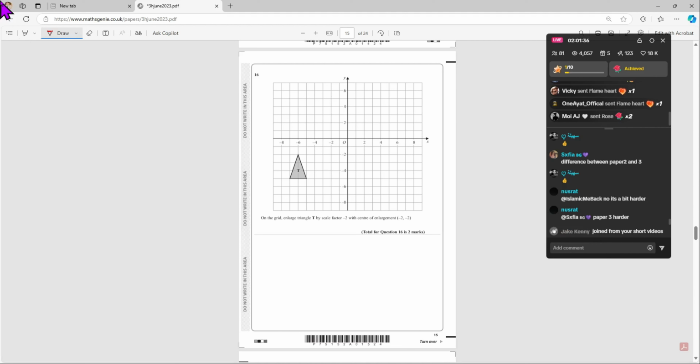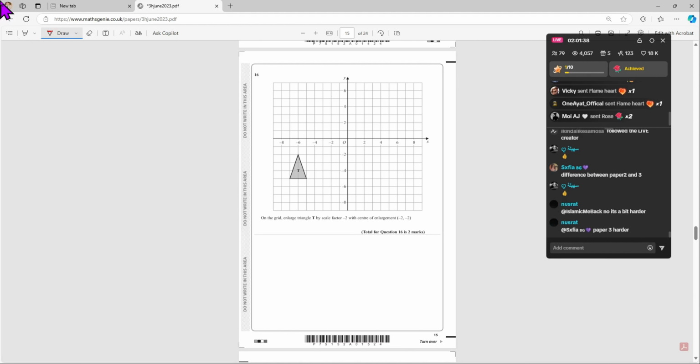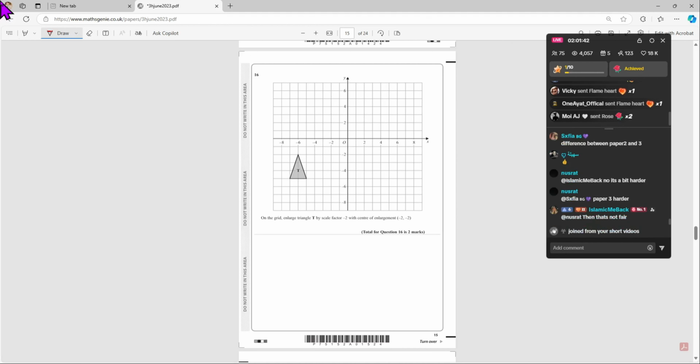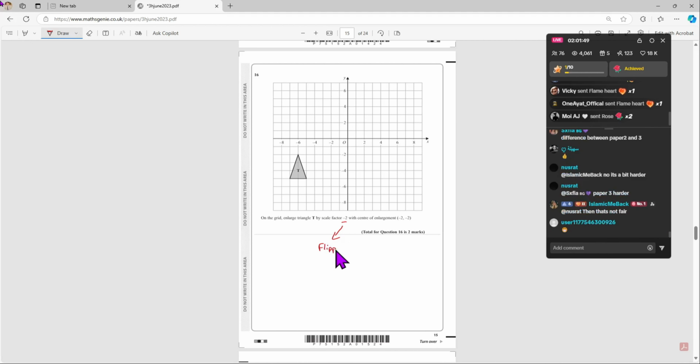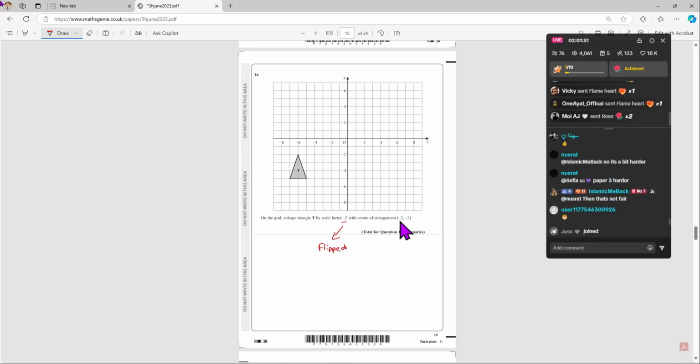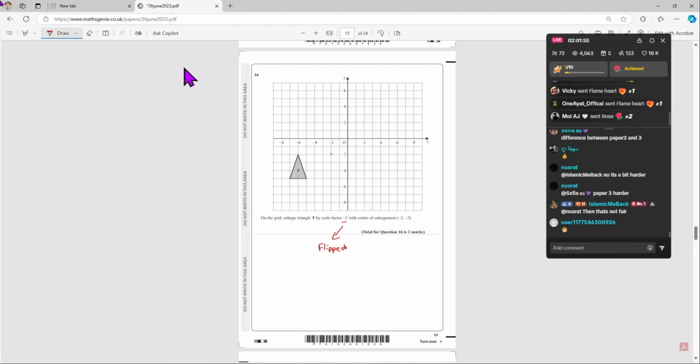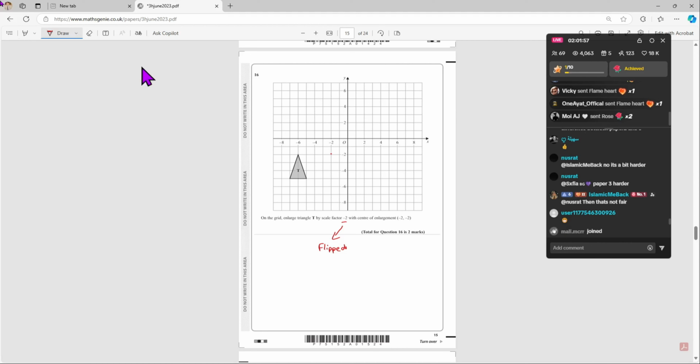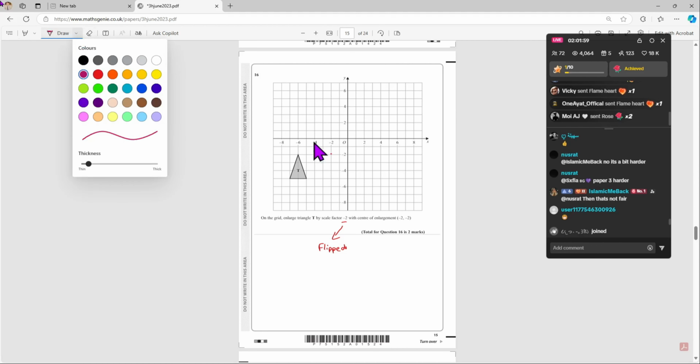When we are enlarging a shape by a scale factor which is negative, you know that our shape is going to be flipped. First of all, it's going to be flipped. And the enlargement means that this over here is our center of enlargement. Then we are going to quickly draw a straight line.